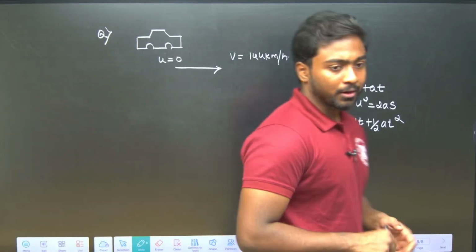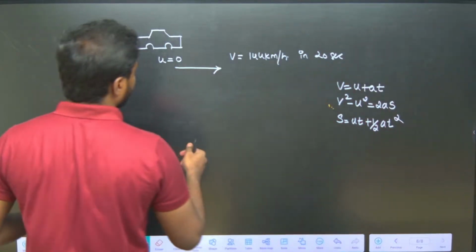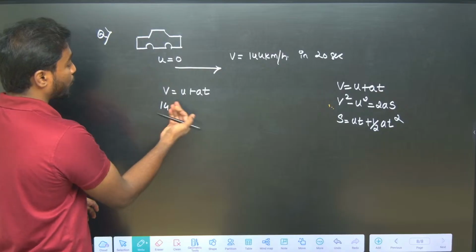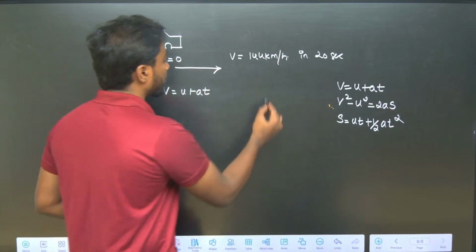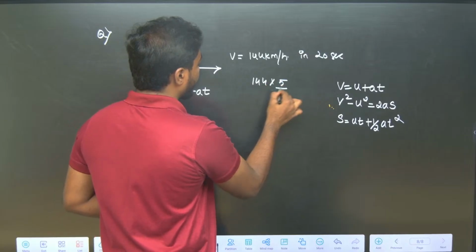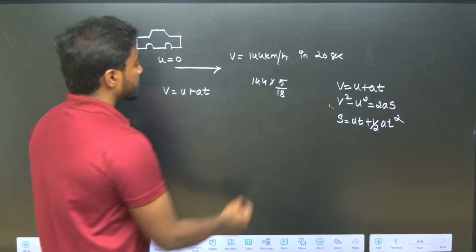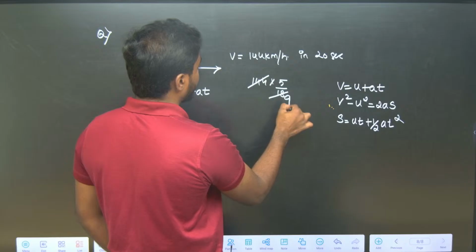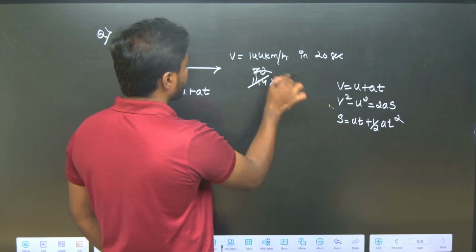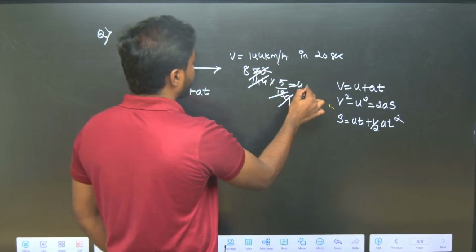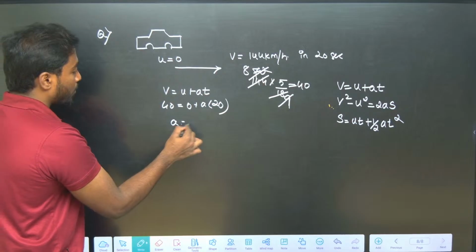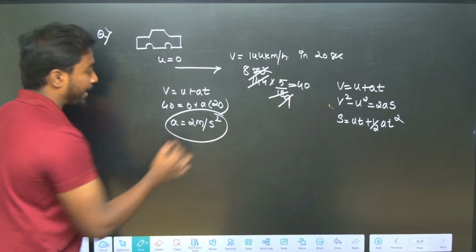So first I will use this equation, V is equal to u plus at. V is 144 kilometer per hour, I need to convert it to meter per second. So 144 into 5 by 18. Take 9, this is 72, and this is 8, so it will be 40 meter per second. So 40 equals 0 plus a into 20. So a will be equal to 2 meter per second square. This is my acceleration.